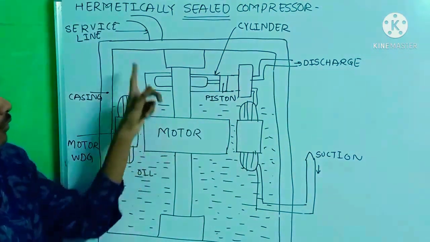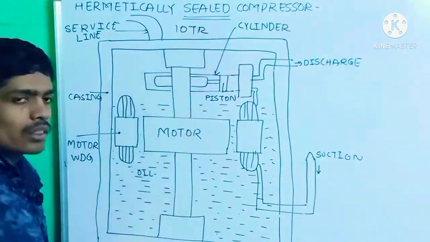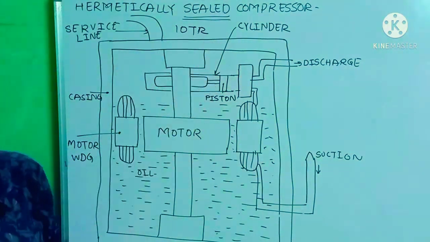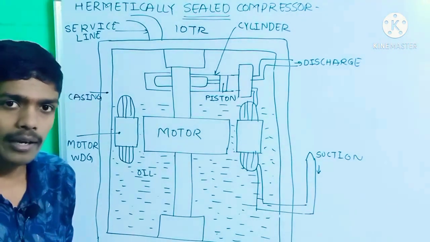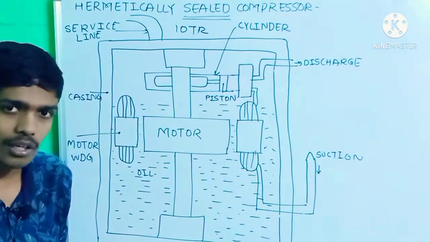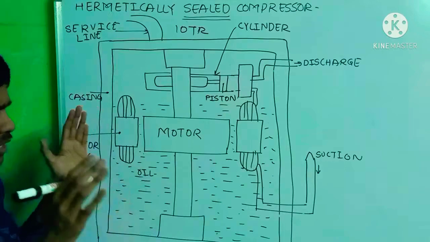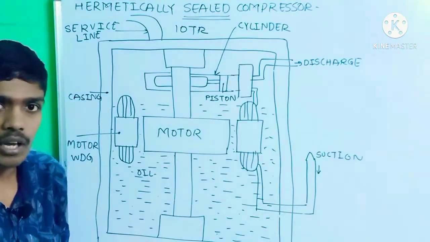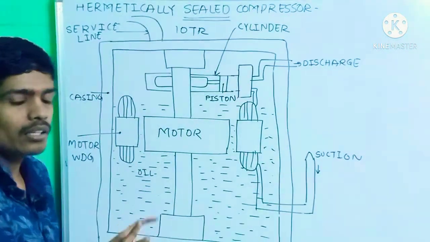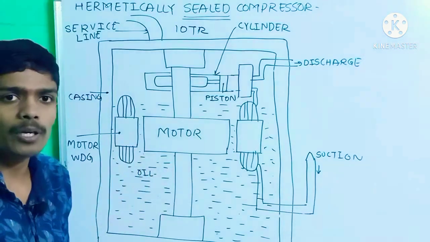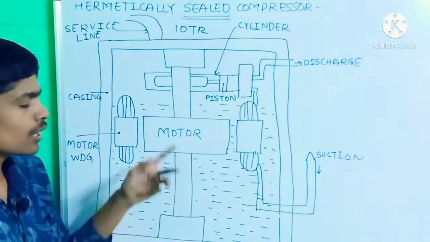Now these hermetically sealed compressors are available up to 10 ton of refrigeration. They are used in refrigerators, water freezers, deep freezers, and air conditioners, window air conditioners, package air conditioners. It is small in size and can be fitted easily, but one disadvantage is that during maintenance, because it is completely sealed, no part can be removed. So how to repair it? Maintenance is very difficult, we can't repair it.